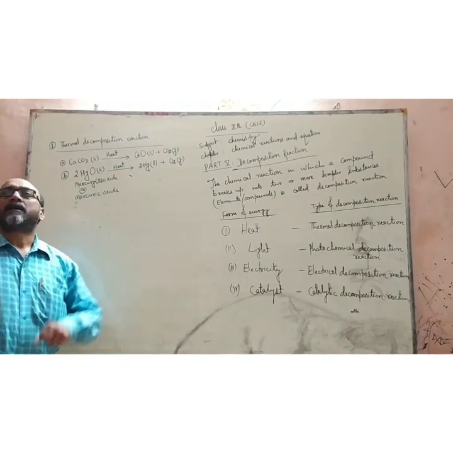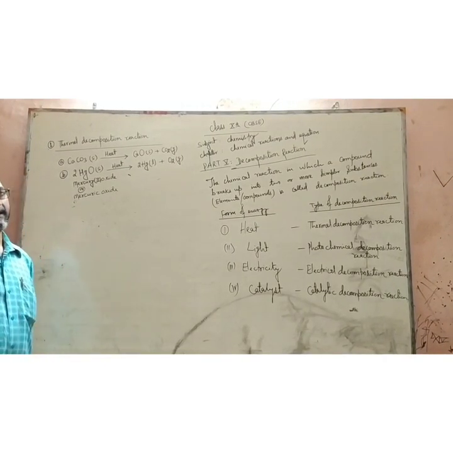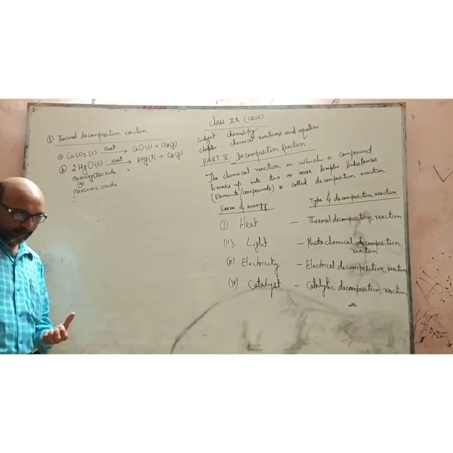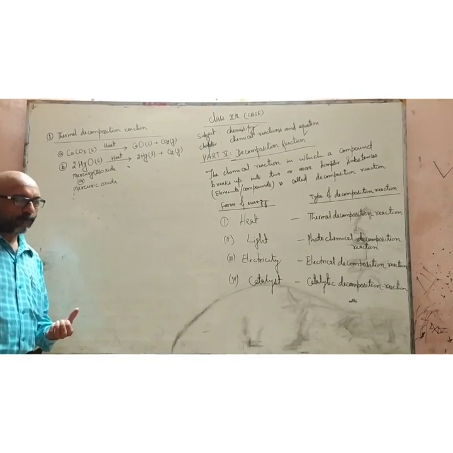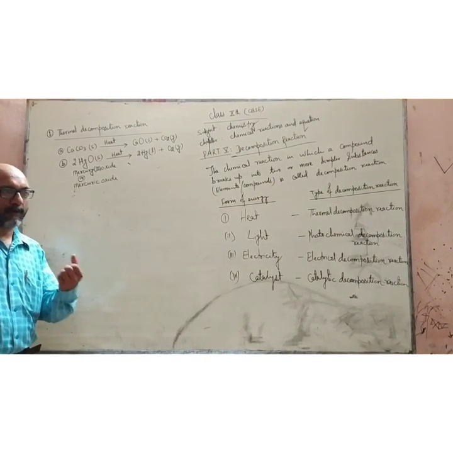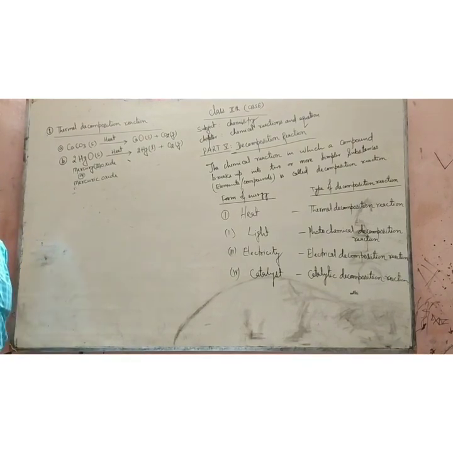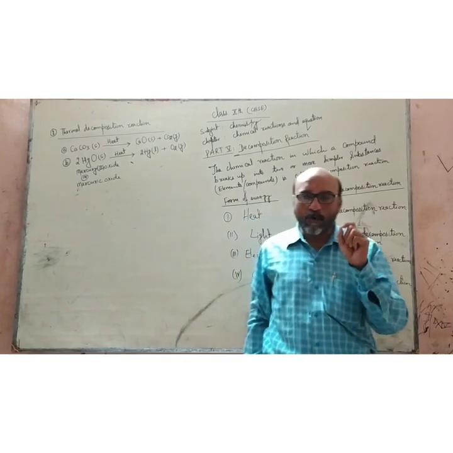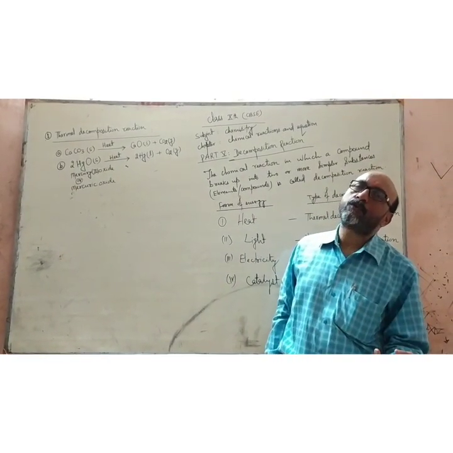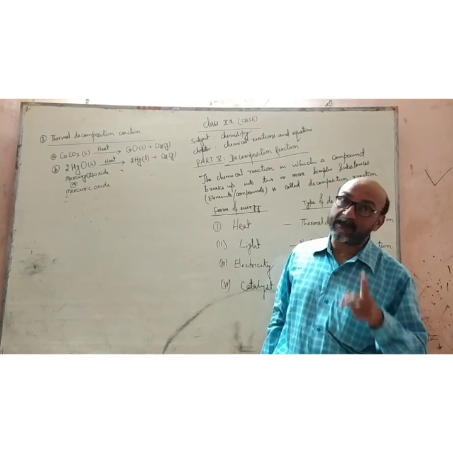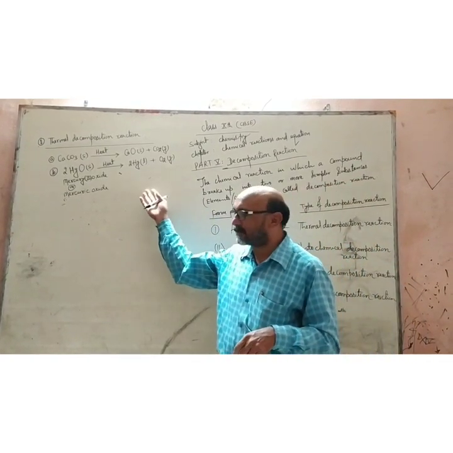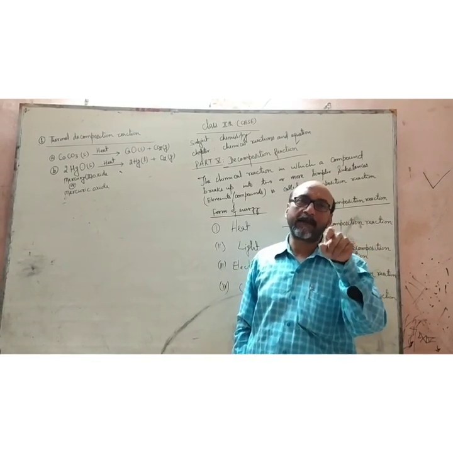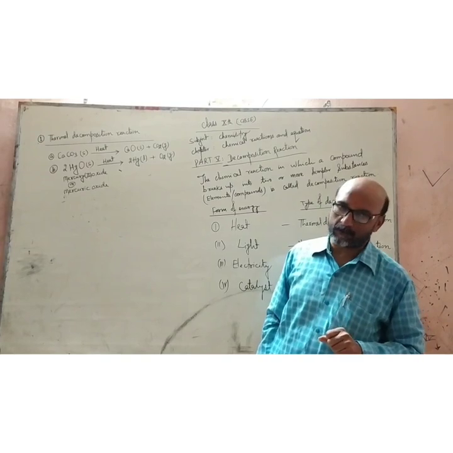During the discussion, we should also understand the importance and uses of the decomposition. The mercuric oxide on heating decomposes into mercury metal. It means this decomposition reaction is used for the extraction of mercury metal from its ore.